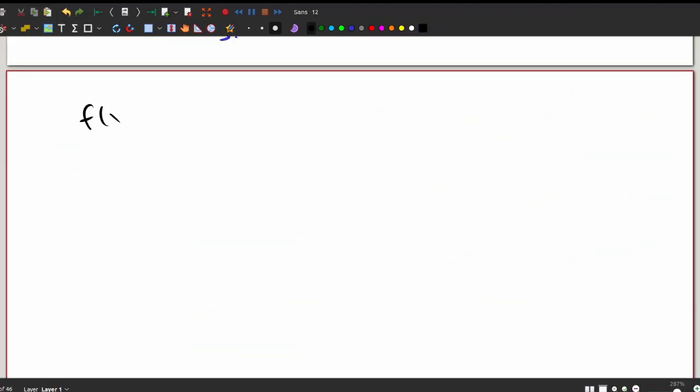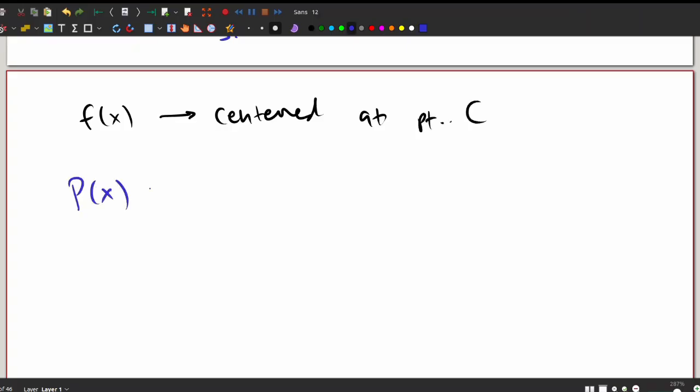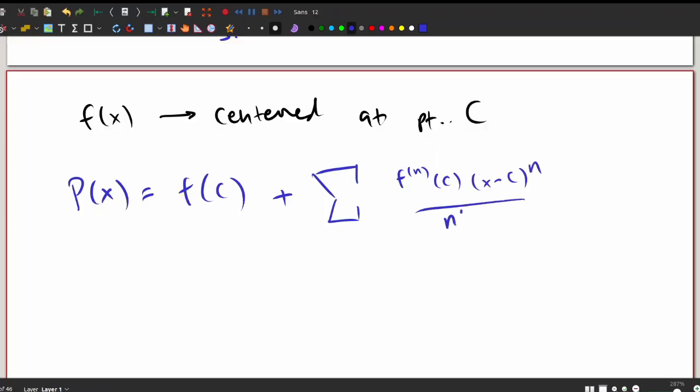For a function f of x, if I wanted a Taylor polynomial approximation centered at point c, then my Taylor polynomial, p of x, is going to equal, firstly, f of c plus the sum, because a polynomial is just adding up all the terms, of the nth derivative of f, evaluated at c, times (x minus c) to the n, divided by n factorial.